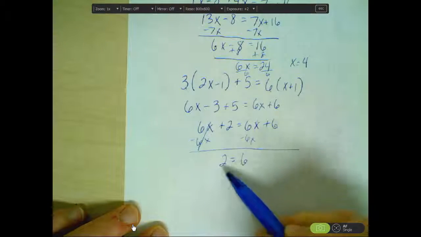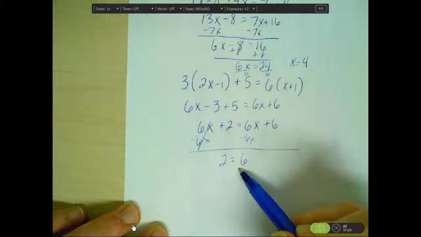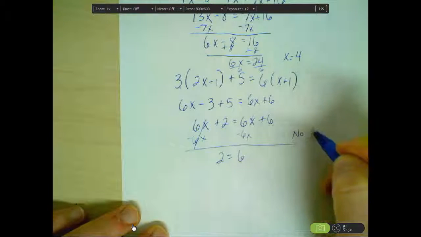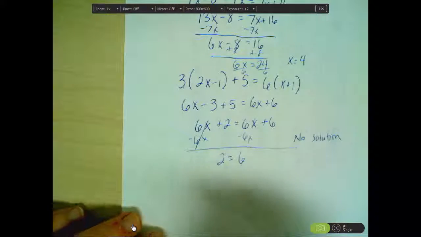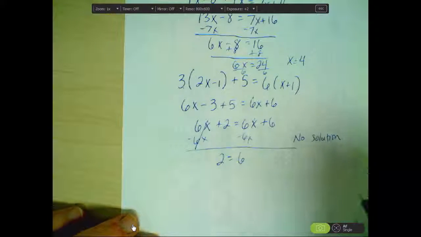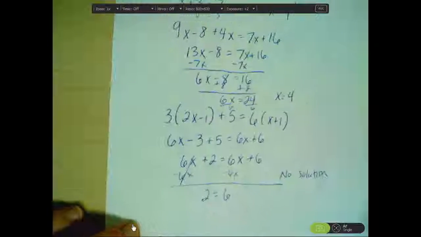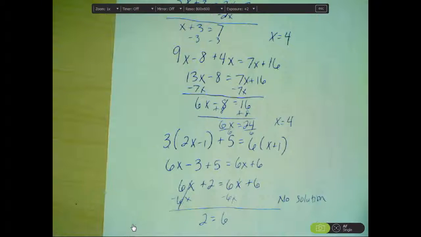Now you have to ask yourself, does that make sense? Can 2 ever equal 6? No, 2 is not 6. 2 cannot equal 6, and therefore there is no solution to this equation. So again, pay attention to the steps and not so much the answer. Sometimes you'll have a no solution, but sometimes you won't. Try the problems on the worksheet.